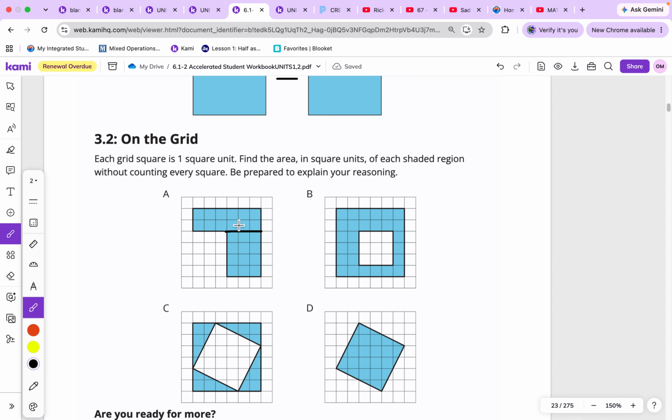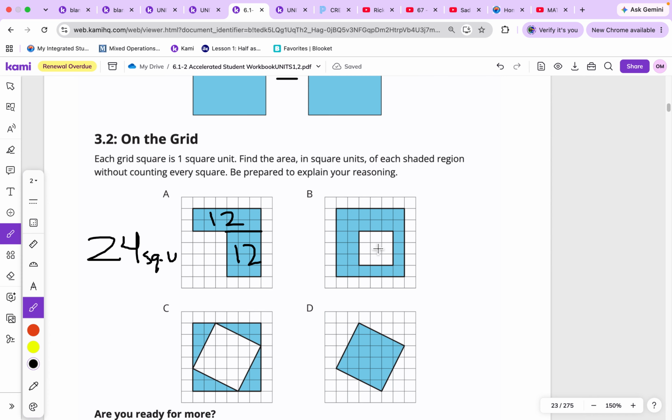I can either count all the squares inside the rectangle to find the area, or I can do the long side, the length, times the short side, the width. I'm just going to count here. 2, 4, 6, 8, 10, 12. So there's 12 here. There's 3, 6, 9, 12 here. So I add these up, and my area is 24 square units.